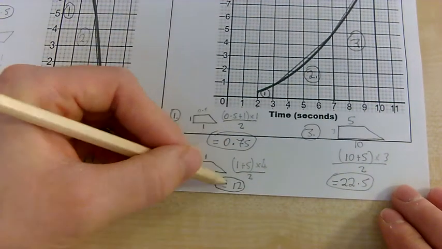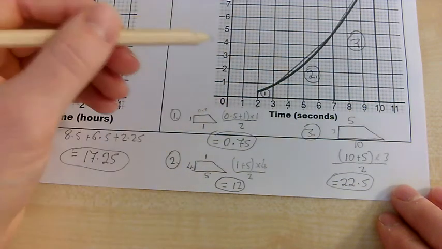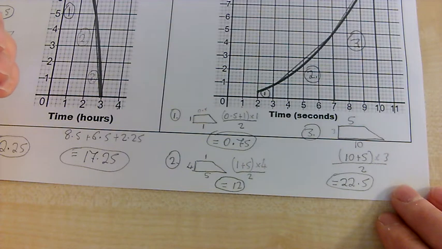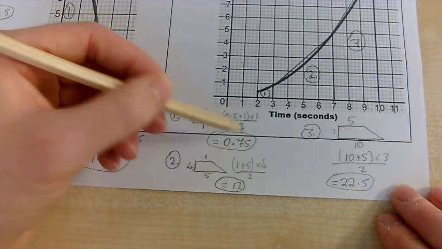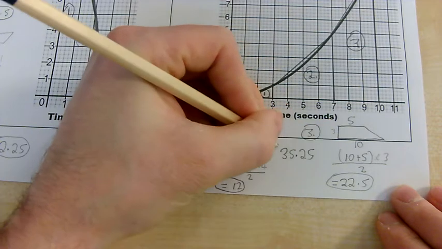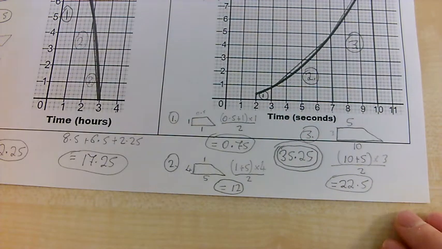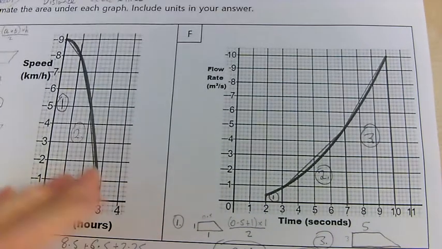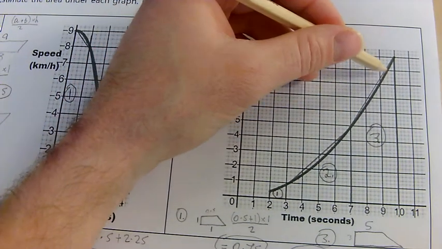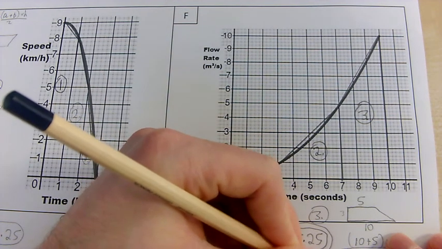So there are the 3 areas. Add them up, and that is your answer for an estimate for the area under this curve. So it will be 12 plus 22.5 is 34.5, plus this 0.75 is 35.25, the area underneath the curve. And as we said earlier, because we went slightly above the curve this time in both occasions, that would be an overestimate if you are asked for it.